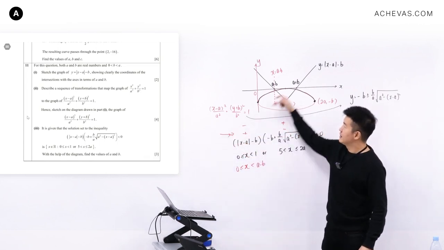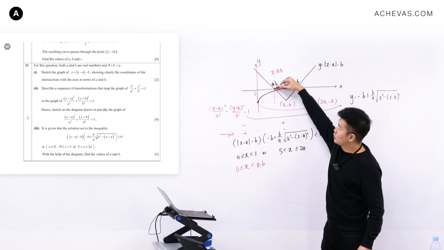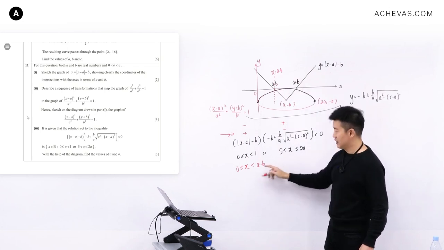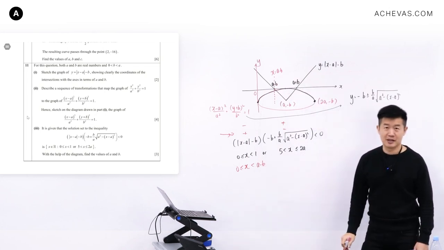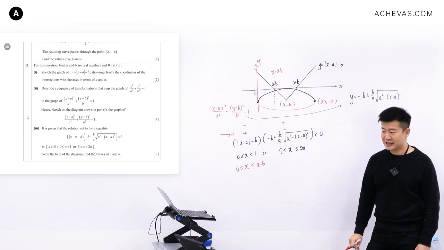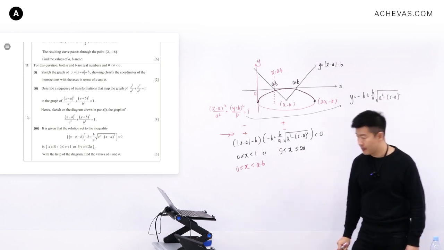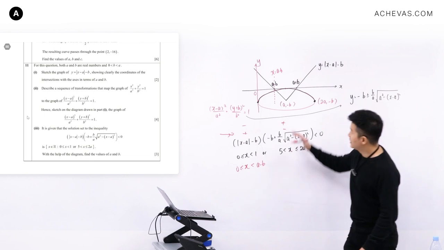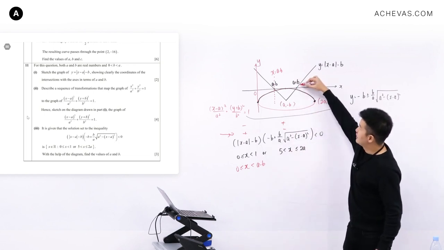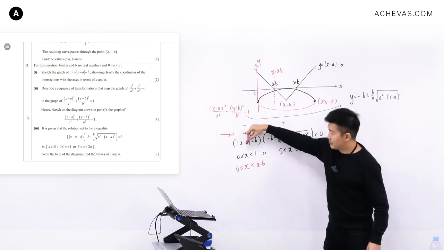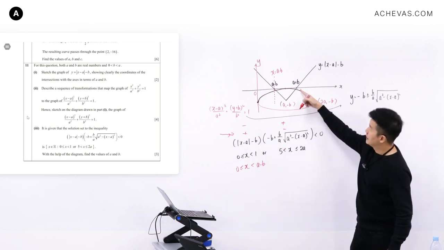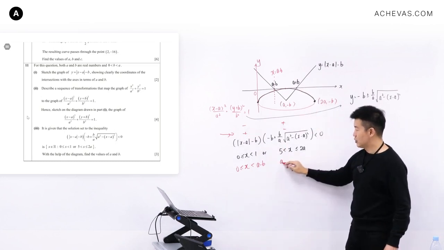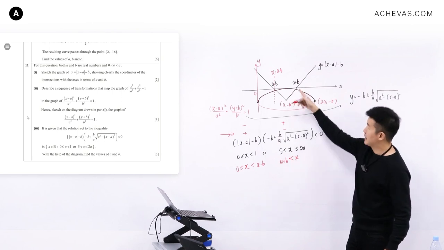So to get a plus, I cannot have a zero. So to get a plus, it must be strictly less than a minus b. Okay? Strictly less than a minus b. Similarly, I have another part. This is the part where it is a plus. It cannot be even equal to zero, so x must be strictly bigger than a plus b.